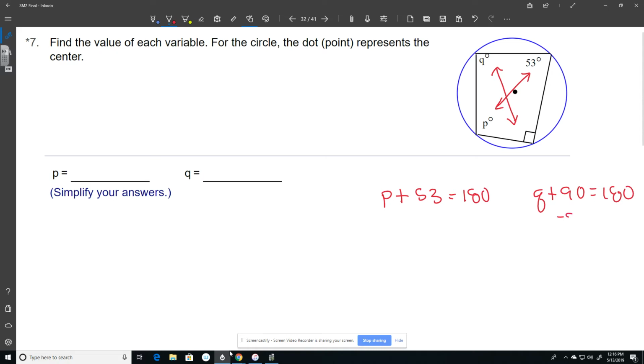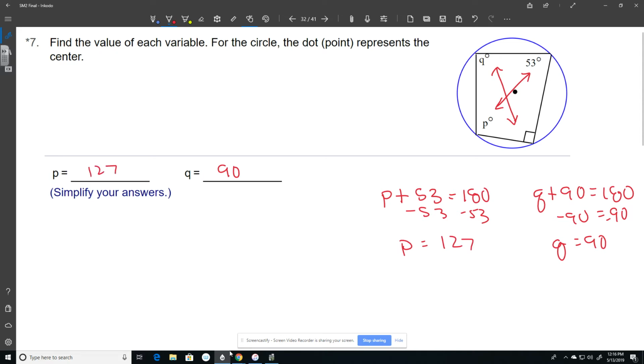In this case, you minus 90 from both sides. So Q is going to equal 90 degrees as well. So Q is 90. And on this one, you minus 53 to figure out the other side. So P is going to equal 127.